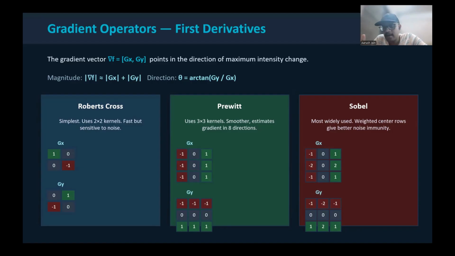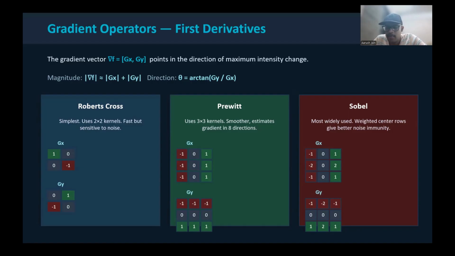We have three classic gradient operators: Roberts cross, Prewitt, and Sobel. The Roberts cross is one of the simplest. It uses a 2 by 2 kernel and is computationally very fast. However, it is extremely sensitive to noise, which makes it unreliable for most real-world applications. Then comes Prewitt. Prewitt uses a 3 by 3 kernel, which considers 3 rows and 3 columns simultaneously, averages out some noise and gives a more stable estimate.